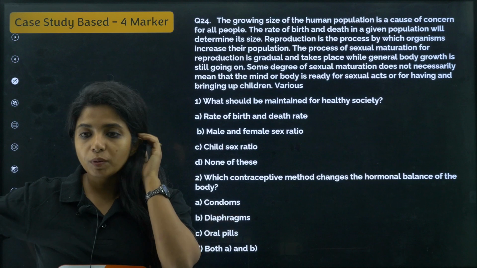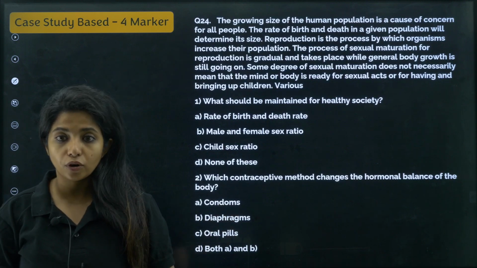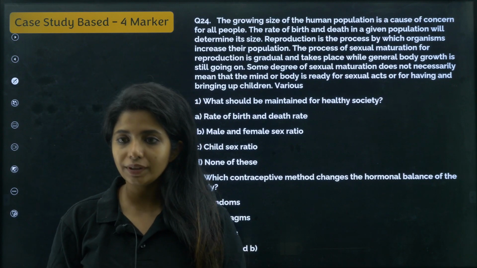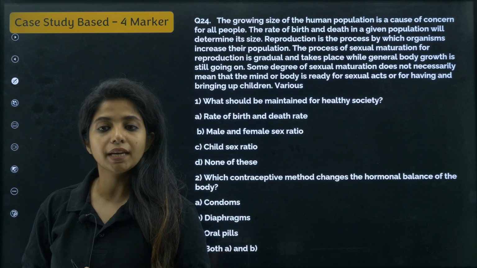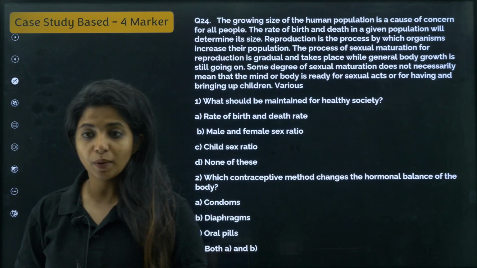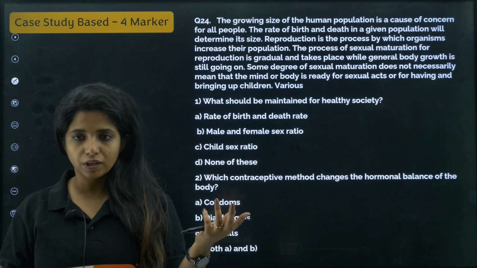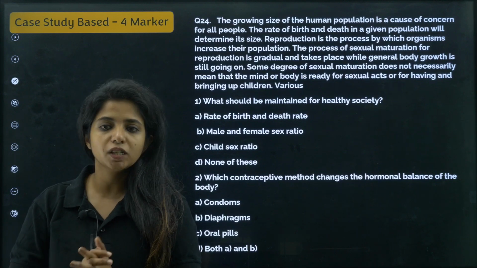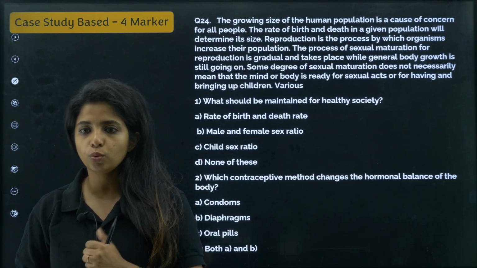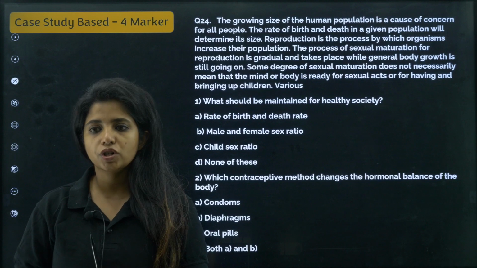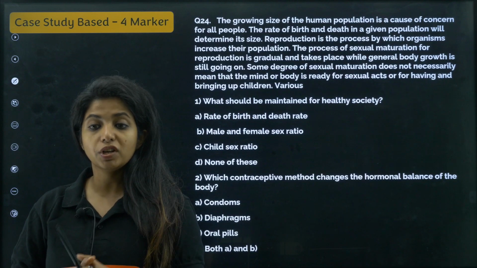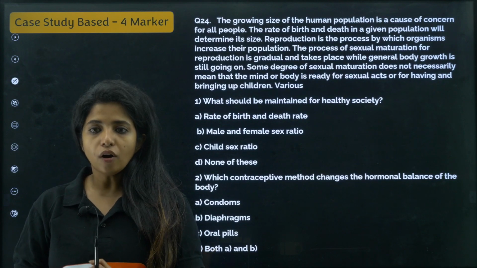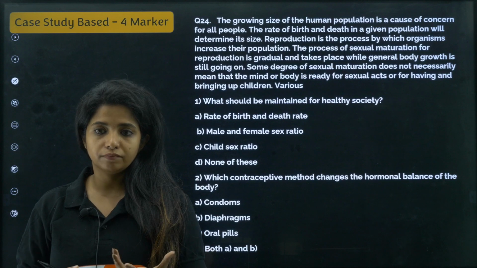The growing size of human population is cause concern for lots of people. The rate of birth and death in a given population will determine its size. Reproduction is the process by which organisms increase their population. Yes, right? The process of sexual maturation for reproduction is gradual and takes place while general body growth is still going on. Some degree of sexual maturation does not necessarily mean that mind or body is ready for the sexual act or for having and bringing up children, right?